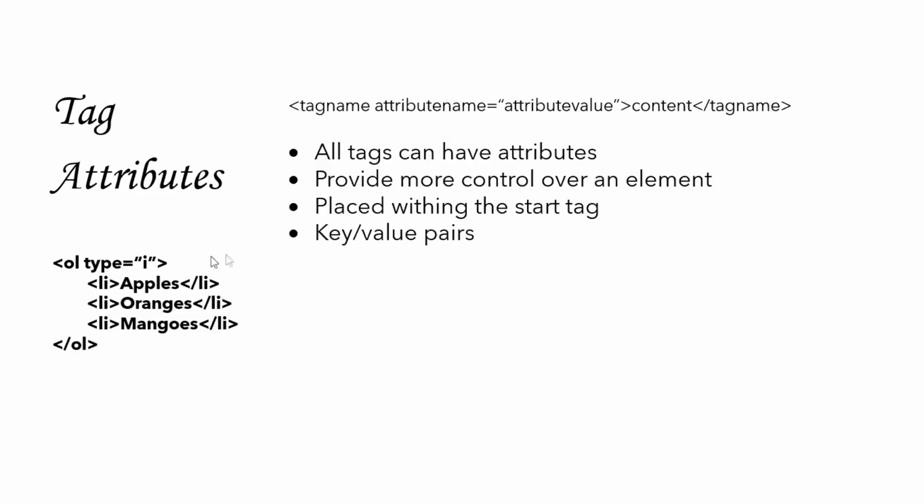These attributes provide more control of an element, as we will see, and it's placed within the start tag or the opening tag, and it's comprised of key value pairs. So this is the key, this is the value. So the attribute name is the key, and then the attribute value is the value. So this is the type of thing we will put. So we have an OL here, and the attribute we will look at is called type. Then we will give it a value of I and see what happens.